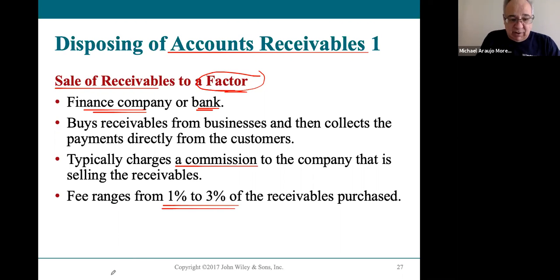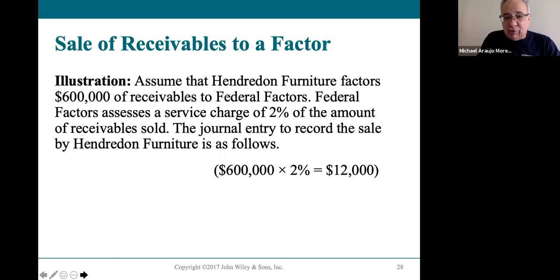So let's see how that works. And again, they do this when they need cash. Why would you sell the receivable? Because you need cash. You don't have enough. What about a line of credit? You may not have enough in your line of credit. You might already be tapped out in your line of credit, and you need to sell this. Okay. It does happen. Very, very realistic thing.